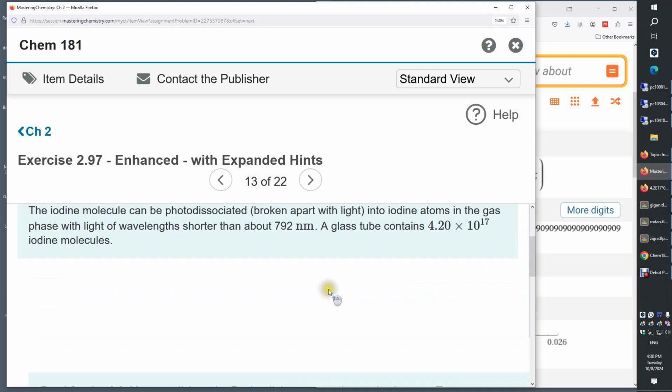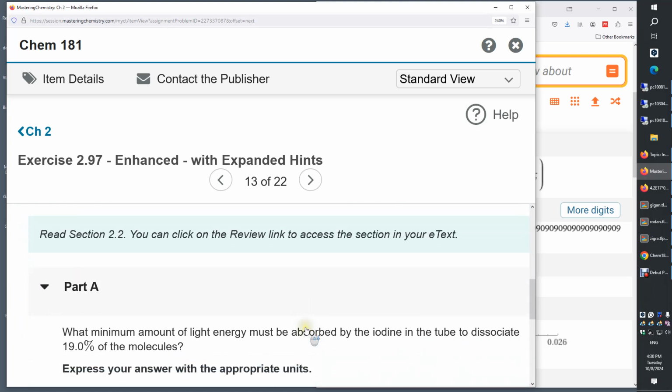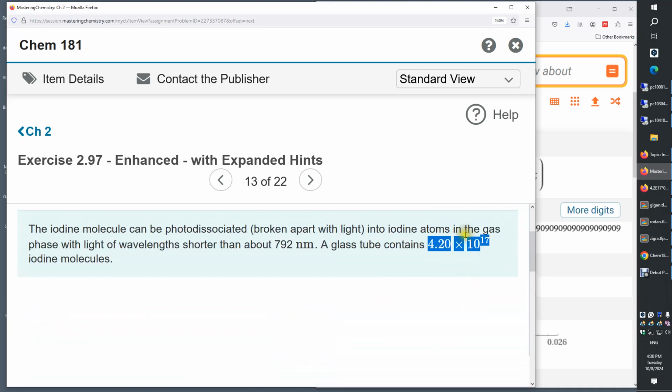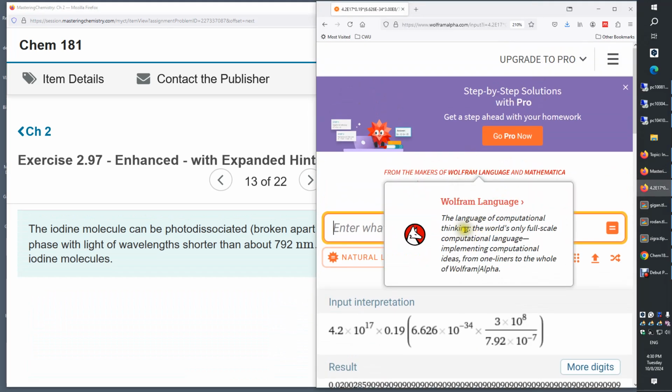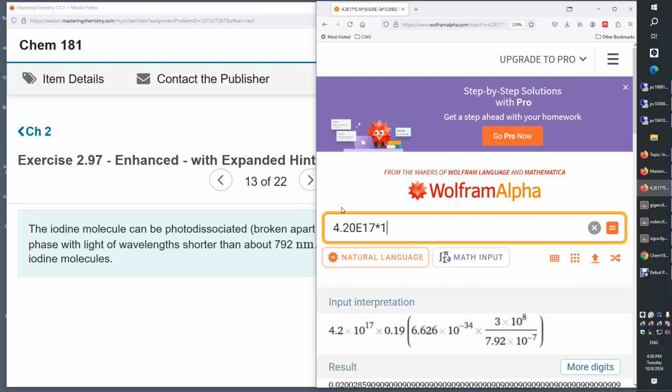molecules? So here's the plan. We need a photon with this wavelength to dissociate just one iodine molecule into separate iodine atoms. And now we have this many molecules. We need to dissociate 19% of this many molecules. So I'll show you the calculation here. We have this many molecules, but we need to break just 19% of the molecules.